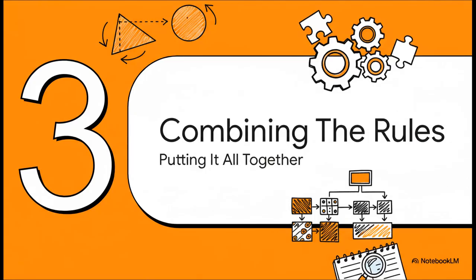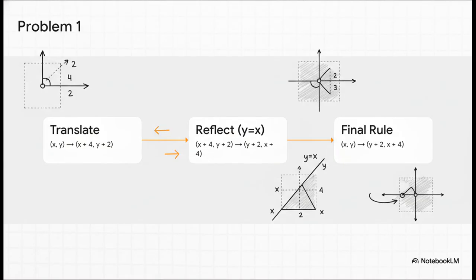And here we go. This is the main event. We've got our definition, we've got our toolkit of rules. Now let's walk through the problems from the worksheet and build these new combined rules for each one step by step. First up, translate right 4 and up 2. Okay, so from our toolkit, that rule is (x + 4, y + 2).